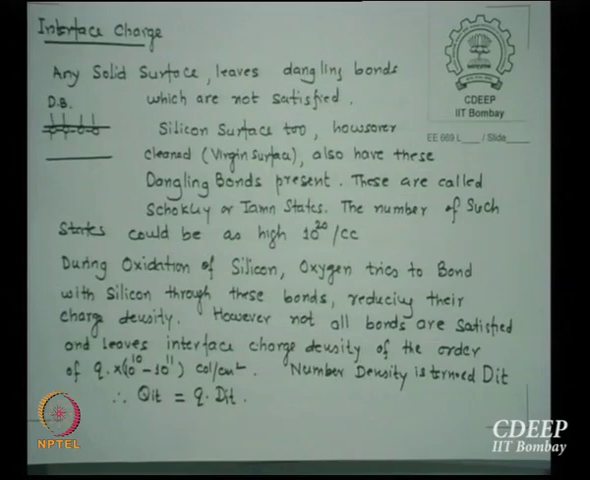So, as I keep saying, DIT is very crucial for a variety of reasons, and one must somehow control it to less than around 10 to the power 10 per centimeter square, so that the effect of DIT is minimized. I am not saying it will be zero, but it will be minimized. Same as fixed charges, reduce this QOX term, which includes all of them, as small as possible, or QOX by COX in a nutshell, then you will actually leave some hope for the circuit to function.